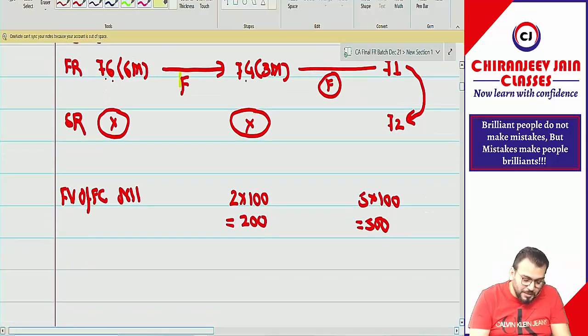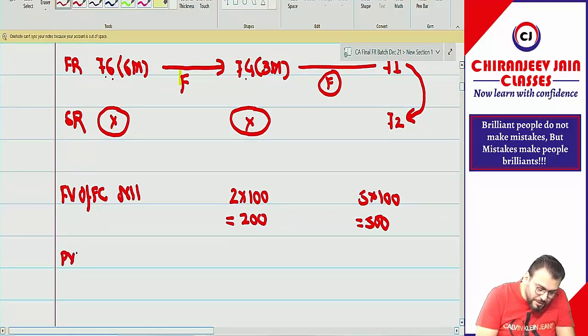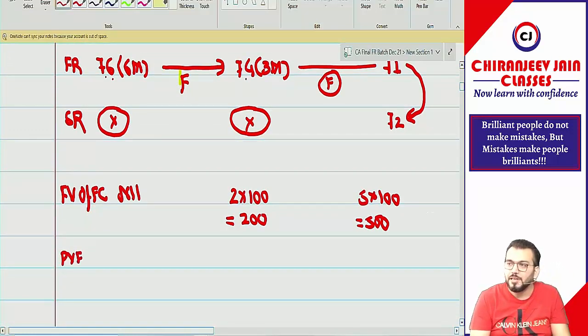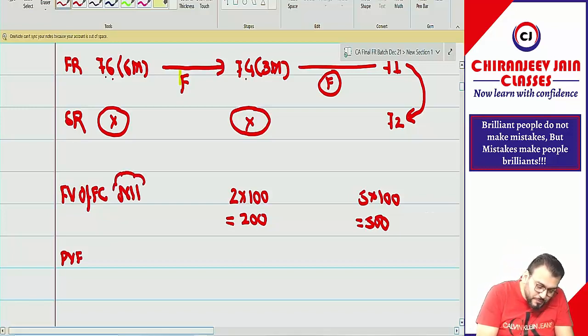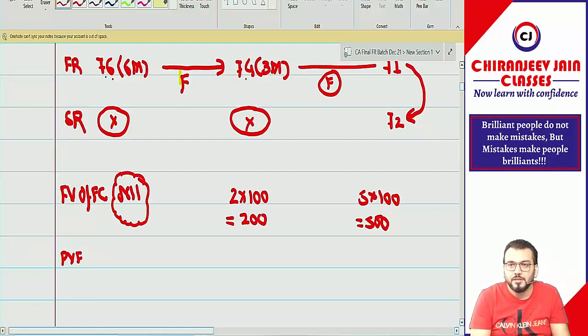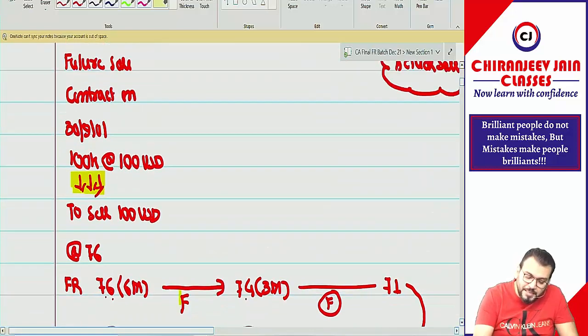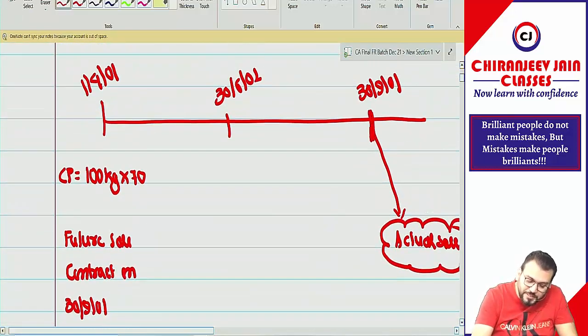Understood. But now we need to multiply with the present value factor. Present value factor. Understood. Just try to understand. When I am saying fair value of forward contract, it means this is what? Fair value of forward contract which is expected at the end of this on 30th September 2001.